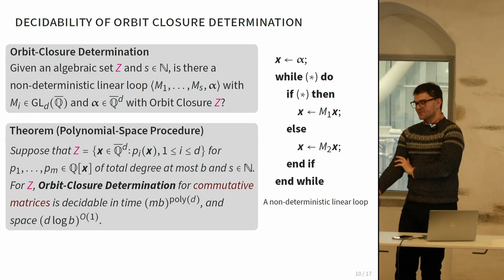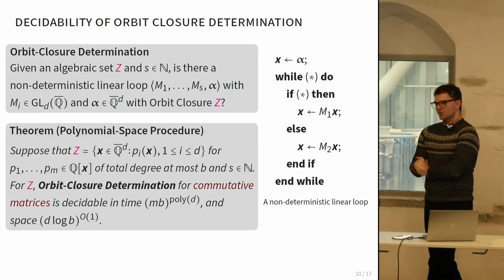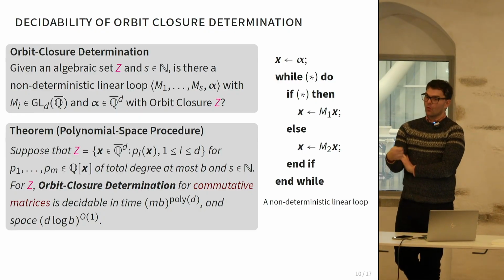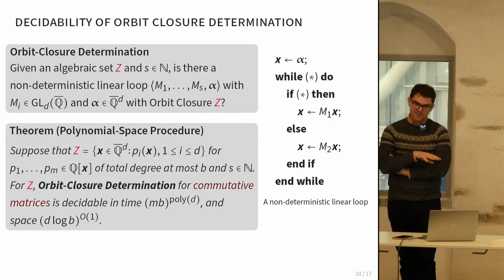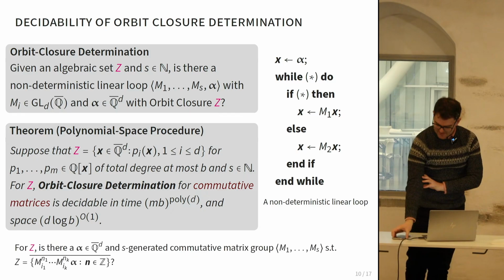The orbit problem, as I said at the start, is undecidable for commutative matrices, but you should always be able to compute orbit closures, but we don't have nice complexity bounds for the non-commutative case. Okay, so what is really happening here?